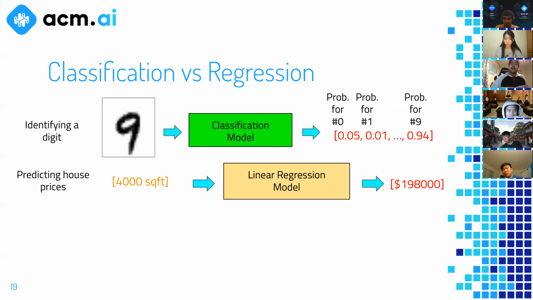The other type would be regression, such as predicting house prices. We pass in an instance with a lot of features, maybe the number of bedrooms, the area, the GPS coordinates, and the year of the home, and we pass it into our linear regression model, which generates a function based on learning from the training data. It predicts 198,000 for 4,000 square feet, for example. So that would be regression.